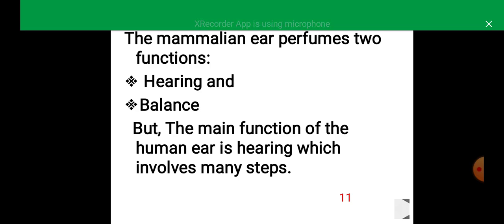Function of the ear. Our ear carries out two major functions. The mammalian ear performs two major functions, hearing and balance. But the main function of the ear in humans is hearing, which involves many steps.